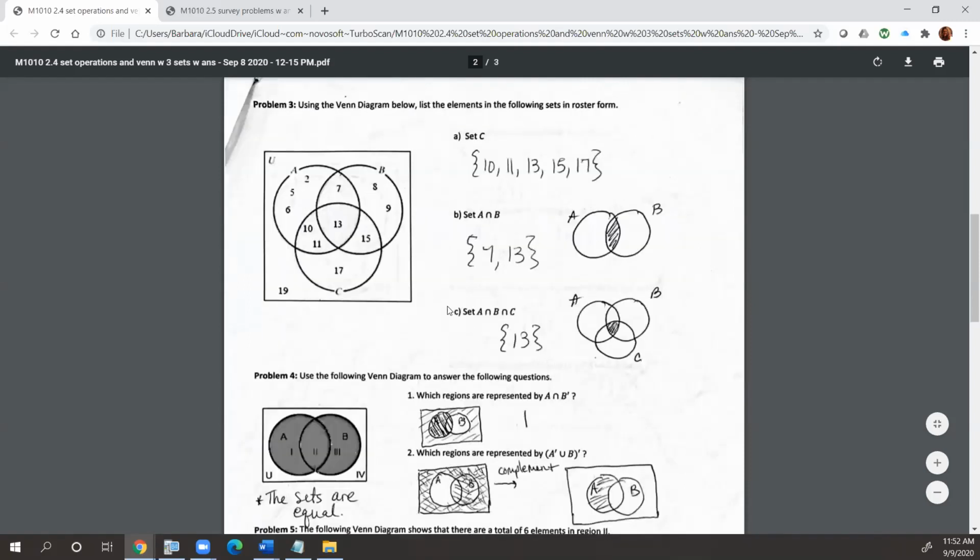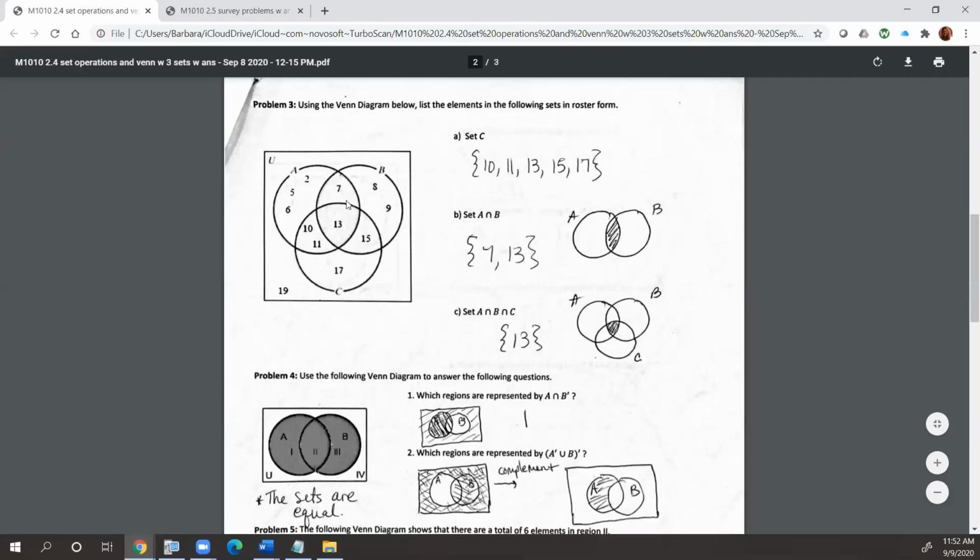All right, moving on to problem 3. Use the Venn diagram below. List the elements in the following sets in roster form, which is making a list. And we call these braces. So a roster is a list of numbers inside braces with commas separating each element.